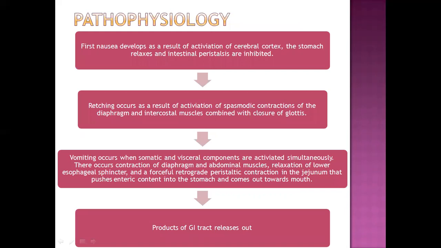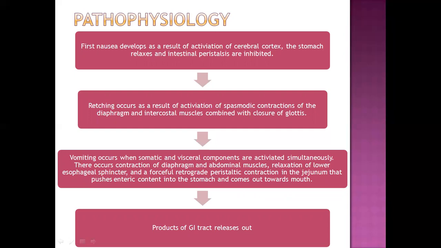Pathophysiology of vomiting. First of all, vomiting always starts from nausea, a subjective feeling. So first nausea develops as a result of activation of the cerebral cortex. The stomach relaxes and intestinal peristalsis is inhibited. So first nausea develops and the message reaches the brain. The stomach relaxes, that means smooth muscle inside the stomach relaxes, and involuntary intestinal movement, that is intestinal peristalsis, is stopped, inhibited. After that, retching occurs.